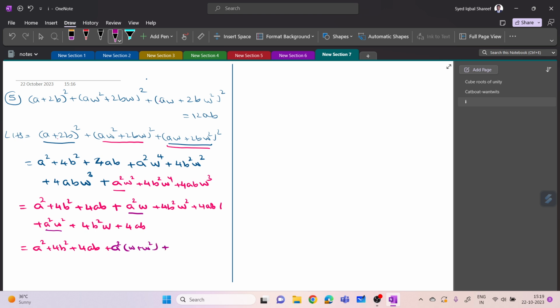Now I want to take b square common. 4b square. This 4b square, 4b square. So 4b square omega square plus omega. Omega square plus omega. This AB we have done. So 8AB. So now this equal to, no, this part. This one. Do you remember? 1 plus omega square equal to 0. So omega plus omega square is minus 1.